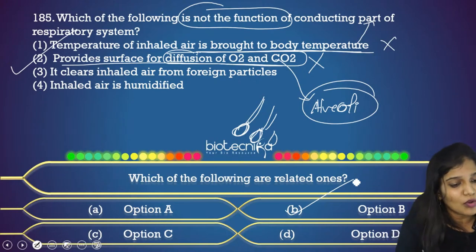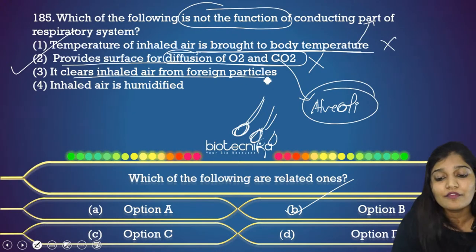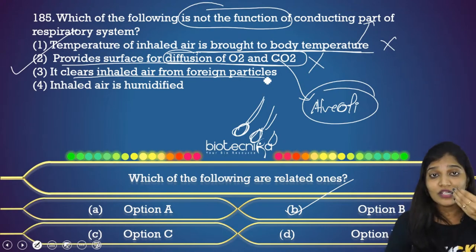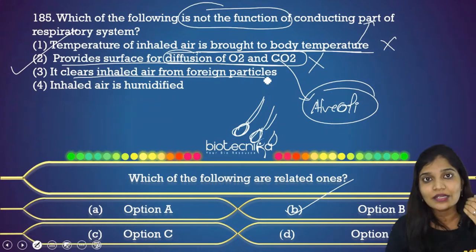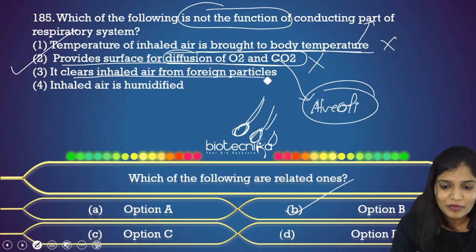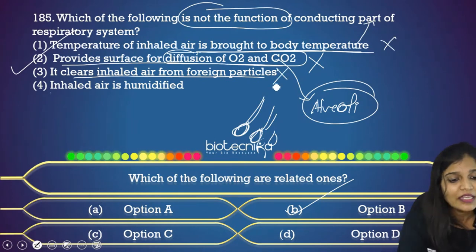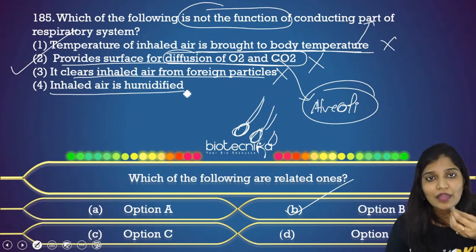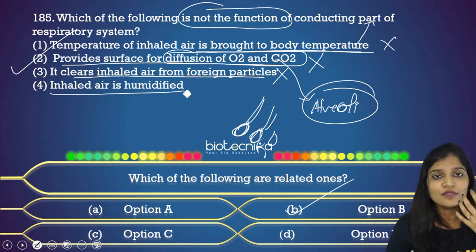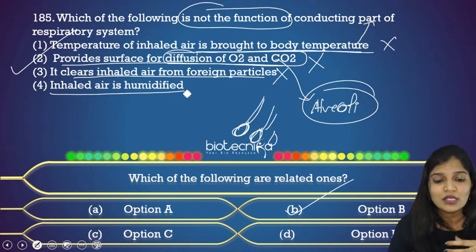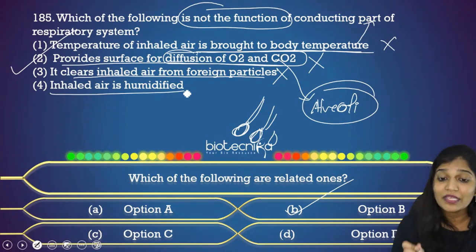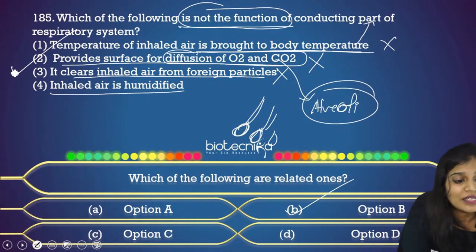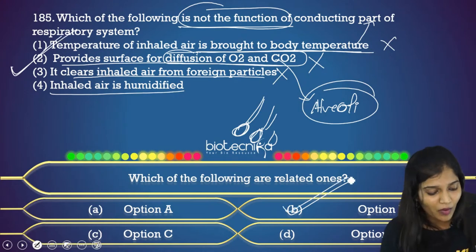Let's look at the next option. It clears inhaled air from foreign particles. Yes, whenever you take any kind of air, you sneeze it out, because the nostrils of the conducting part help in eliminating the foreign particles. So this is a function, so we will not choose this one. Inhaled air is humidified. Yes, the air you're taking passes through the nostrils, which have mucus, so it is actually humidified. This is also a function of the conducting system, but they ask you for what is not the function. So the correct answer is option number B.